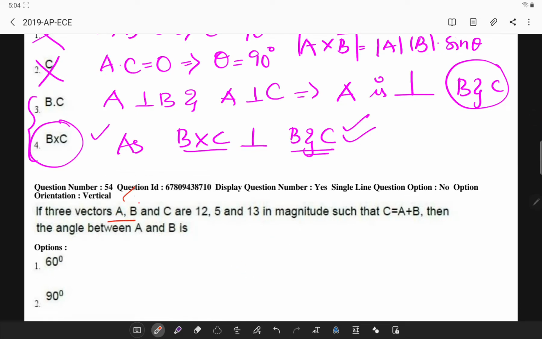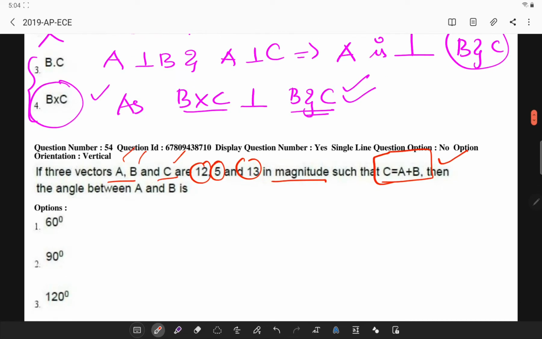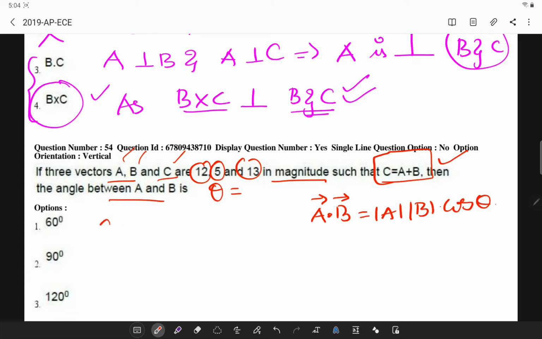So we have three vectors A, B, C, and each of the magnitudes is given. Now we are also given a condition that C is equal to A plus B. Now we are supposed to calculate theta here. So as said in the above formula, for the dot product the value is magnitude of A into magnitude of B into cos theta. So the given equation is C is equal to A plus B.